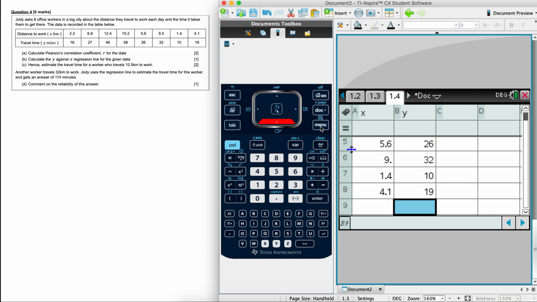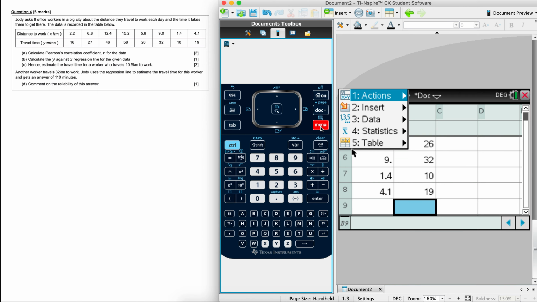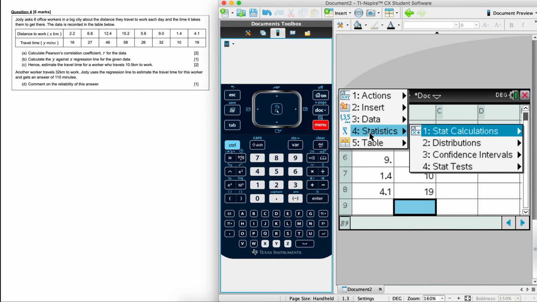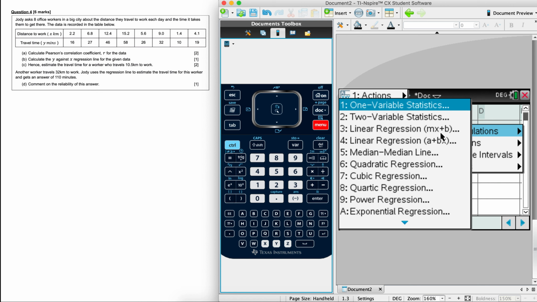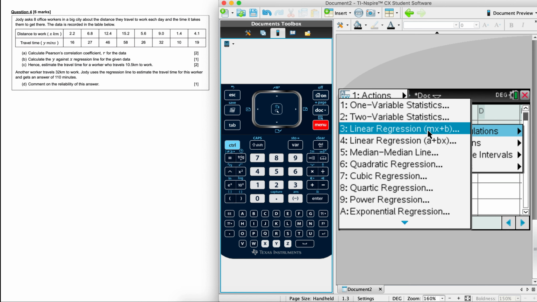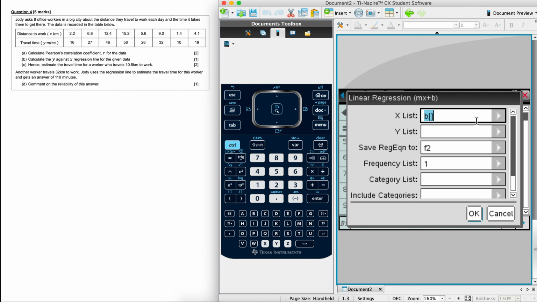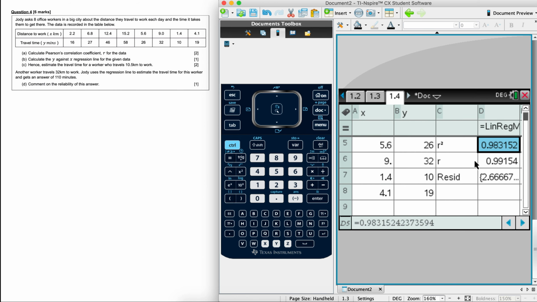So there's a few different ways that I can do this, but one of them would be going menu, statistics, stats calculations, and linear regression. And the first variable X is called X, the second variable I called Y, and we click OK. And the R value there is 0.9915. So we can see straight away what the R value is equal to.